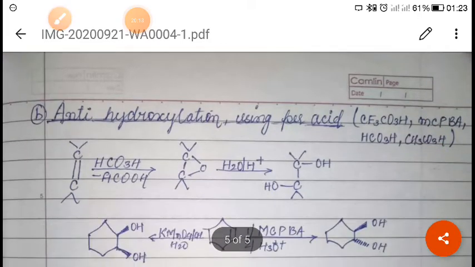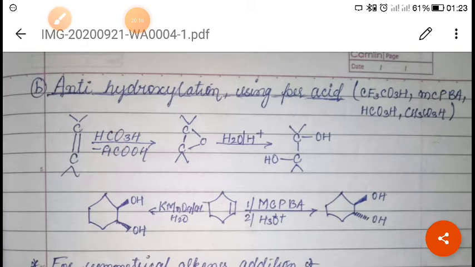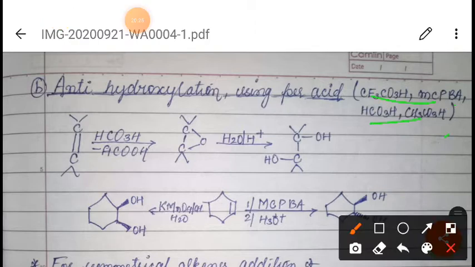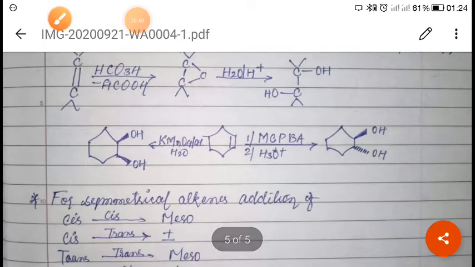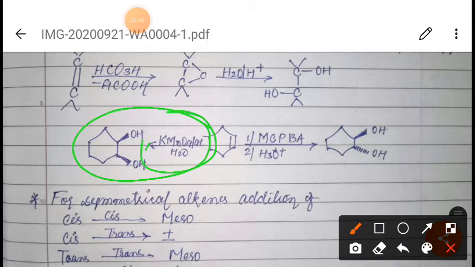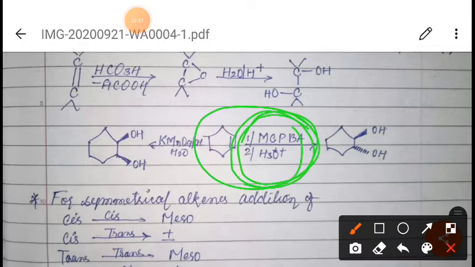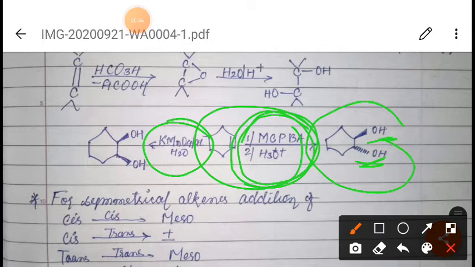Now next is anti-hydroxylation using per acid. Per acid may be this and this. So when you are using per acid, this will be the intermediate, and one OH will be above the plane and another will be below the plane. Or if one is on this side, another will be on the opposite side. As you can see, one example is given here. If this is the product, let me explain here. If we are using per acid, the product will have one OH above the plane and another below the plane. And if we are using KMnO4 in presence of OH or H2O, it will form the product in which either both OH groups will be above the plane or both will be below the plane.